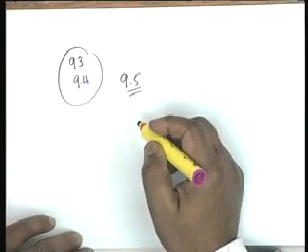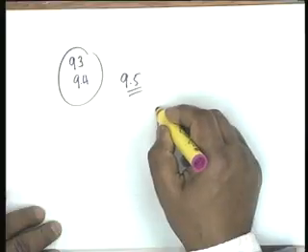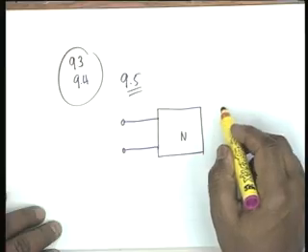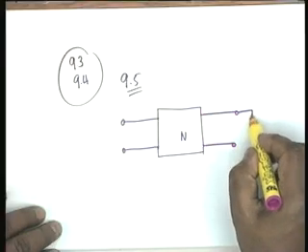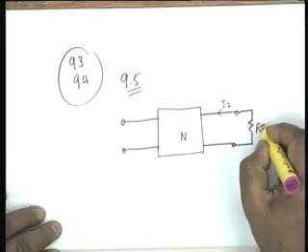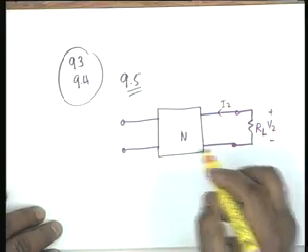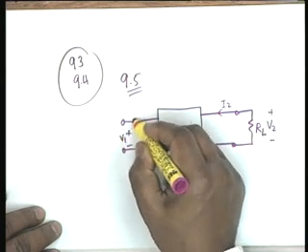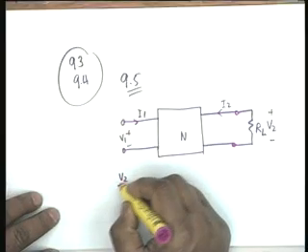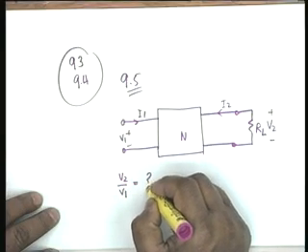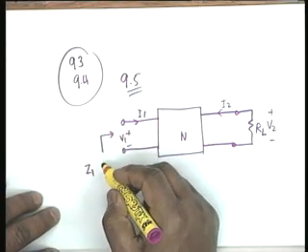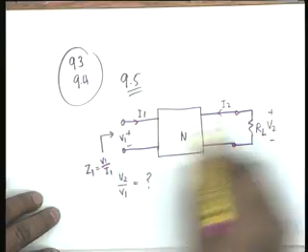9.5, it says for the circuit shown, the circuit is this. We have a network N, it is a 2-port network, port number 2 is terminated in RL. This is I2 and this is V2. This is V1 and this is I1. For the circuit shown, you have to find the voltage transfer function V2 by V1, and the input impedance Z1, which is equal to V1 by I1 under this condition.